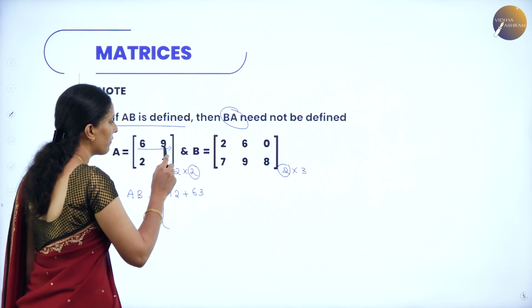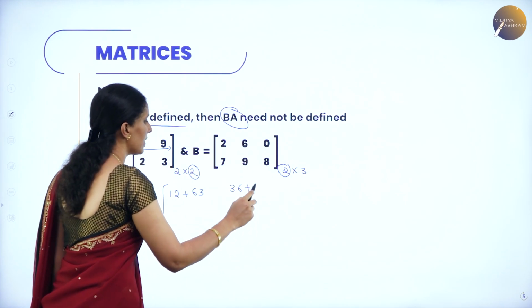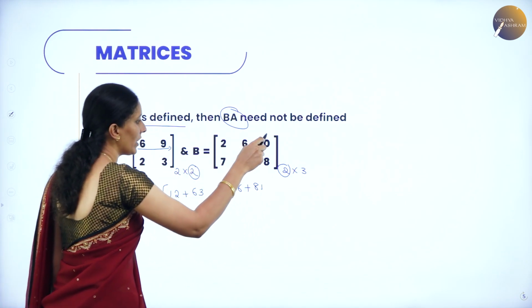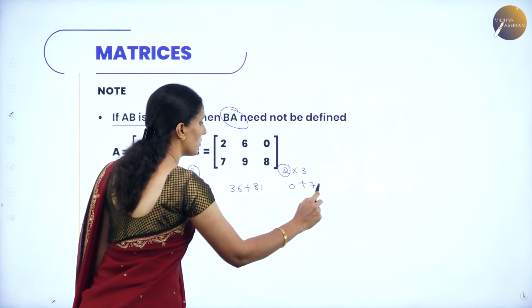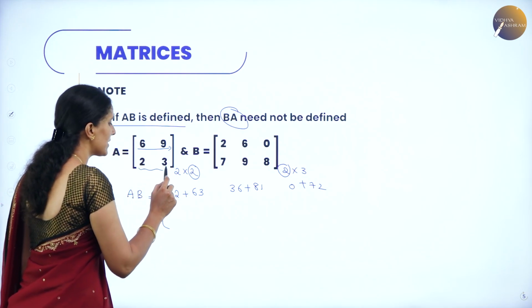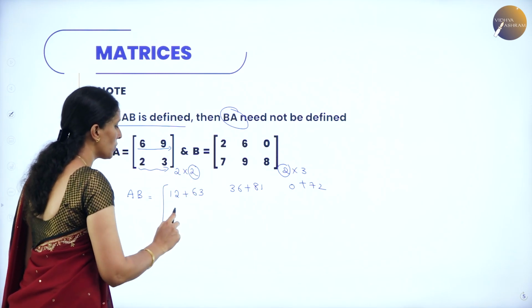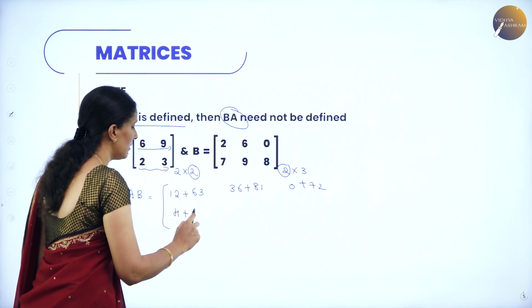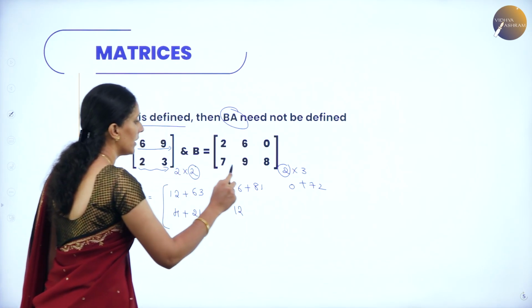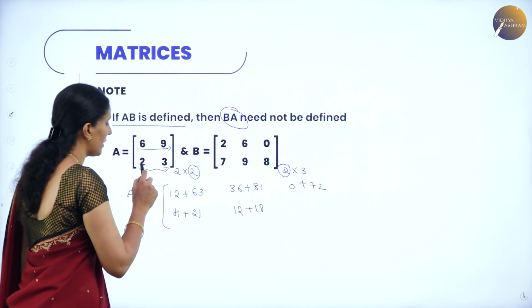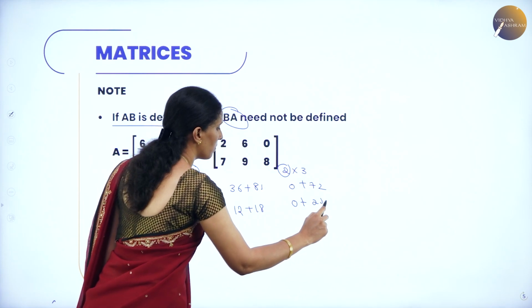So next we have to take first row into second column. 6 6s are 36, 9 9s are 81. Next, first row with the last column. 6 0s are 0, 9 8s are 72. So this is done now. Next you take the second row with all the column elements. So second row, first column, 2 2s are 4, 7 3s are 21. Next 2 6s are 12. Next 3 9s are 18. Next 2 zeros are 0, 3 8s are 24.